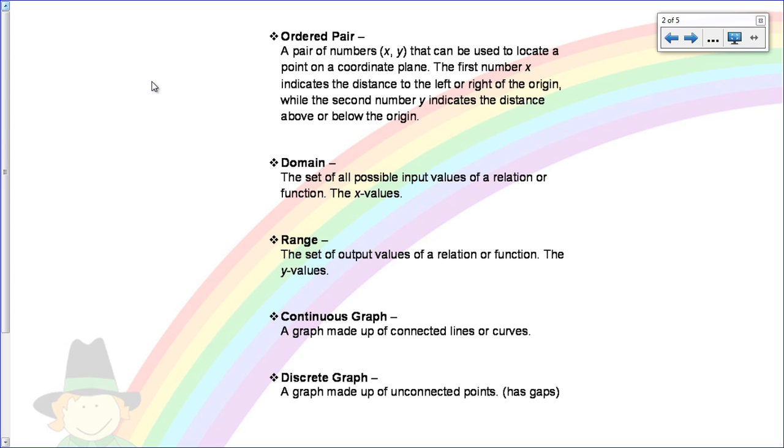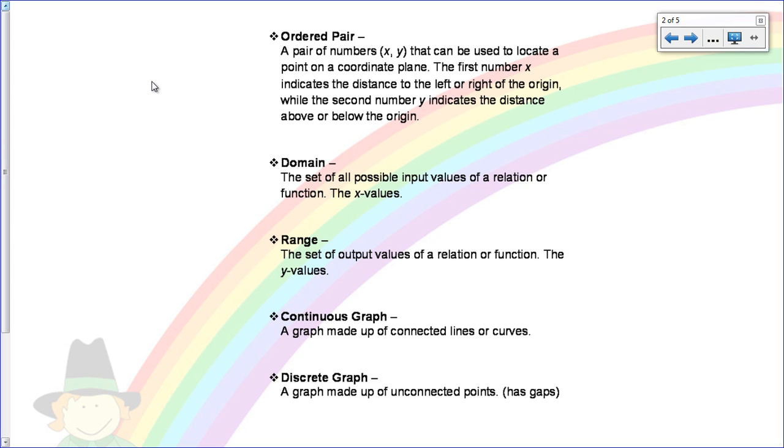So the first definition is ordered pair. This one you should know. An ordered pair is a pair of numbers always in the form (x, y) that can be used to locate a point on a coordinate plane. They're the points you use when you're plotting points on a graph. The x comes first, the y comes second.